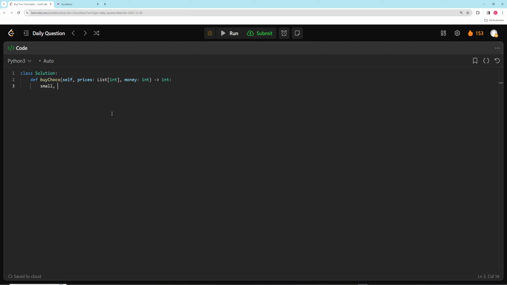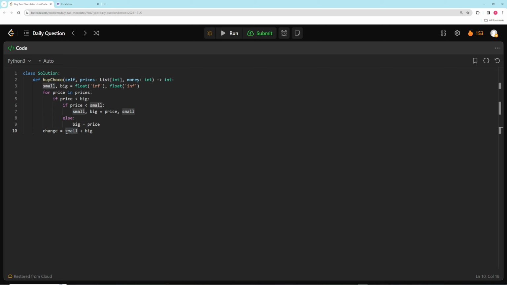We'll have small and big, both equal to infinity because we're trying to minimize. We'll go through these. For price in prices, if price is less than big, let's check if it's less than small as well. If it's less than both of them, then small will be the price, and big will be the old small. Otherwise, if it's less than big but not less than small, then we just replace big: big equals price. That'll give us the two smallest prices. Then we check for the total.